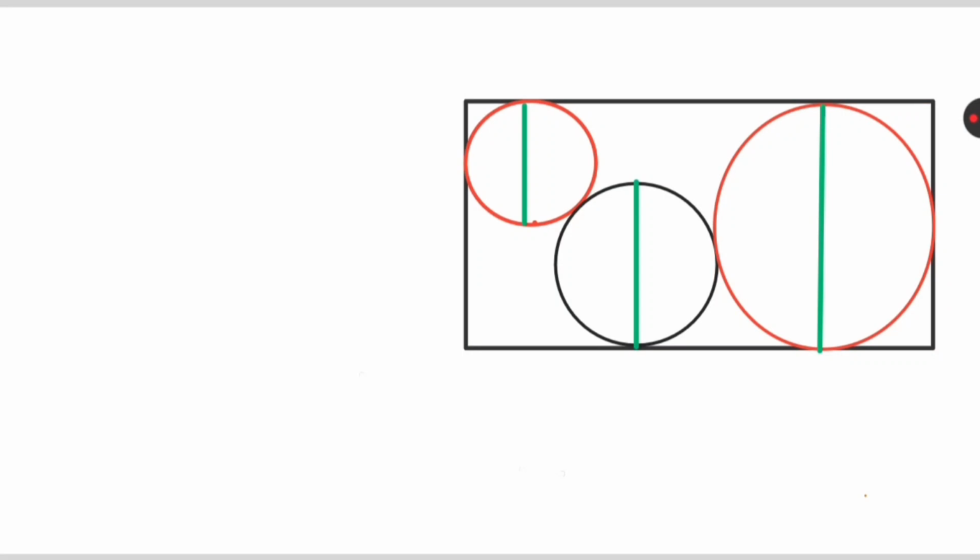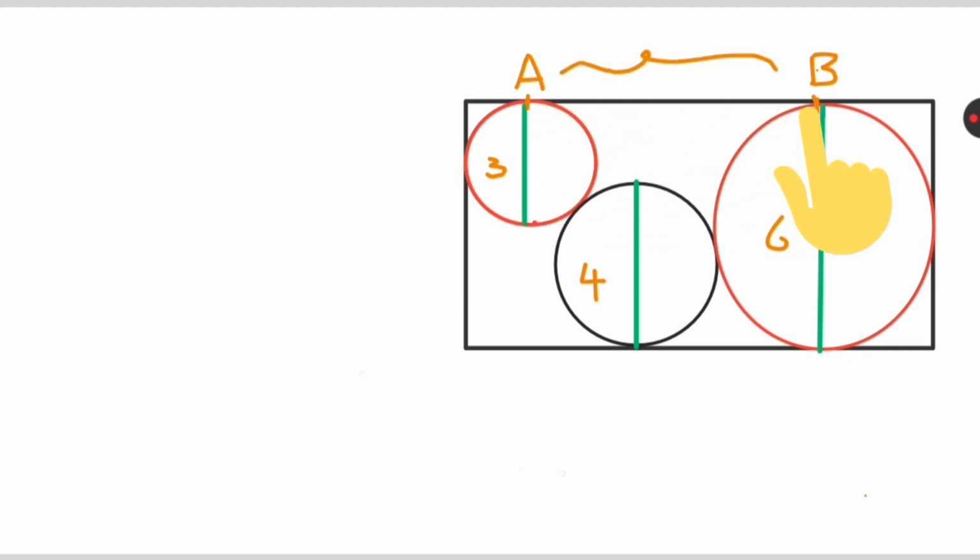Here the given question is, we have 3 circles of diameter 3 centimeters, 4 centimeters and 6 centimeters. These circles are inscribed inside a rectangle. The middle circle touches the other 2 circles as shown in the diagram. Our aim is to find the distance between A and B, from here to here. So let's see how to find it.